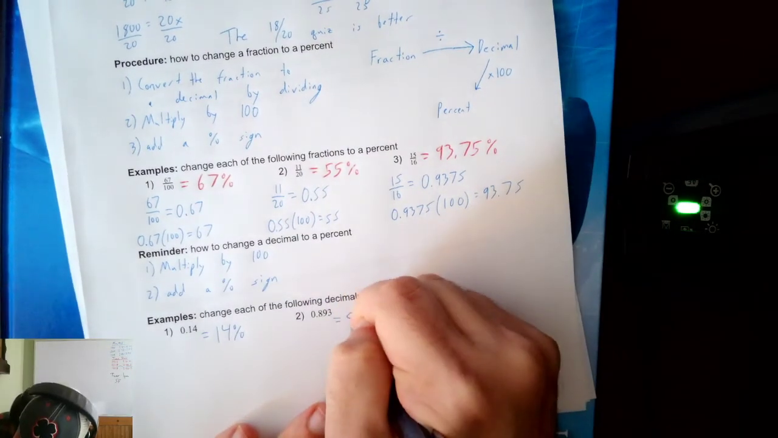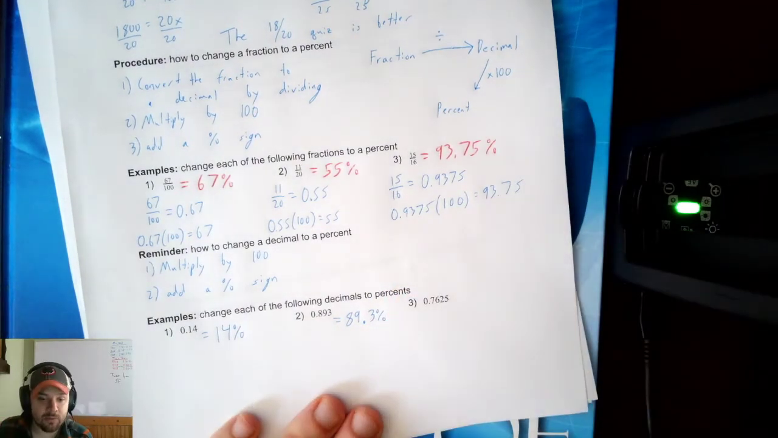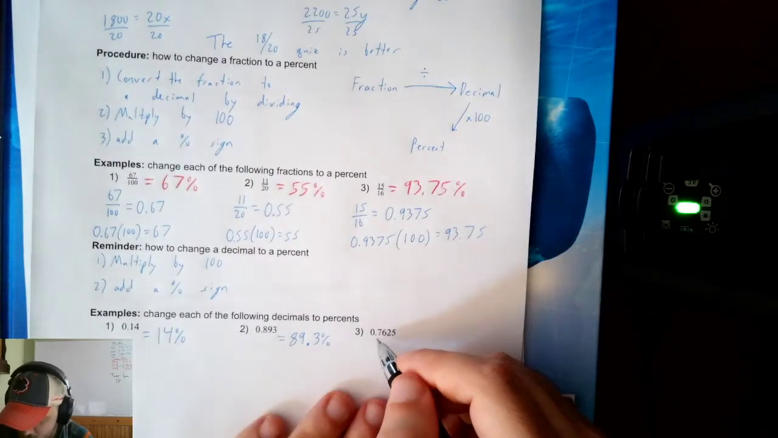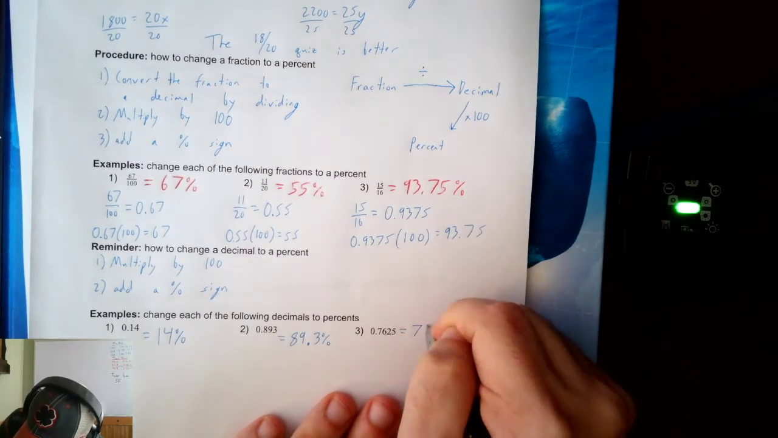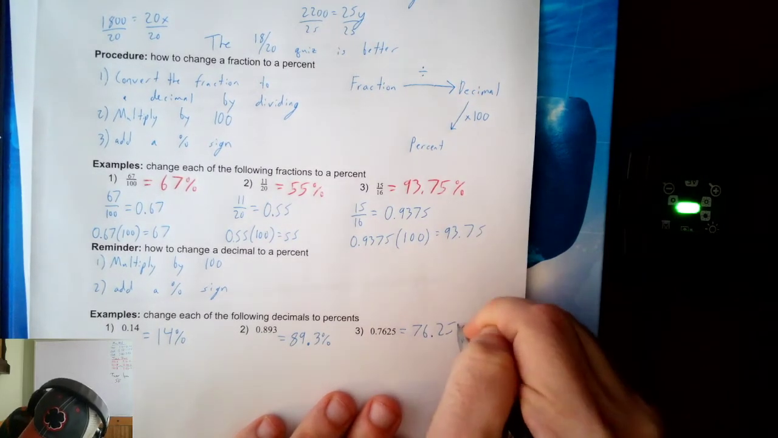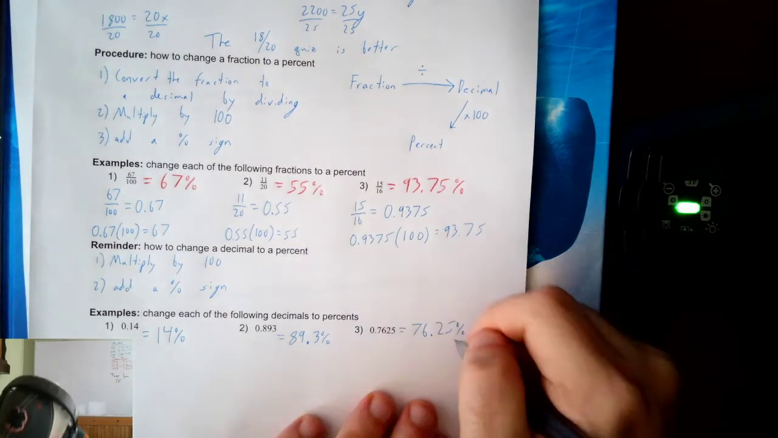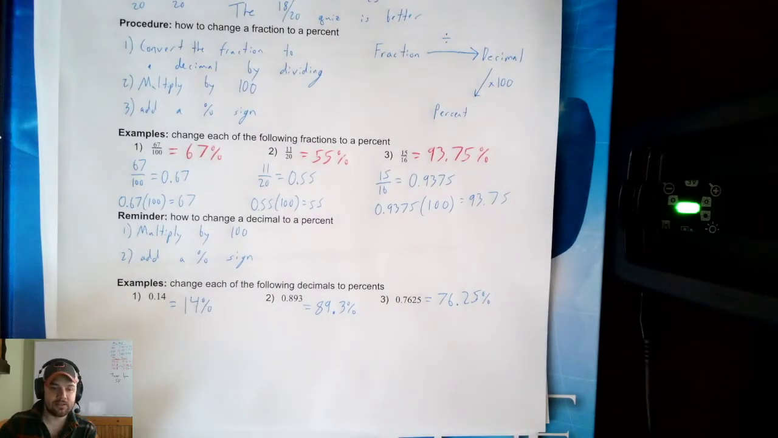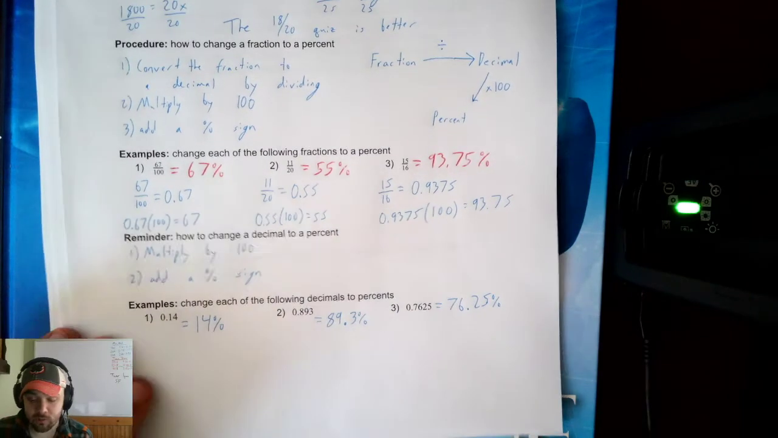0.893, that's going to be 89.3%, right? We just need to be able to multiply by 100, which is really hopping right twice with the decimal. 0.7625, well, 0.7625 will be 76.25%. So going from decimals to percents is multiplying by 100. Not too tricky, right? Percentages are always in terms of 100.